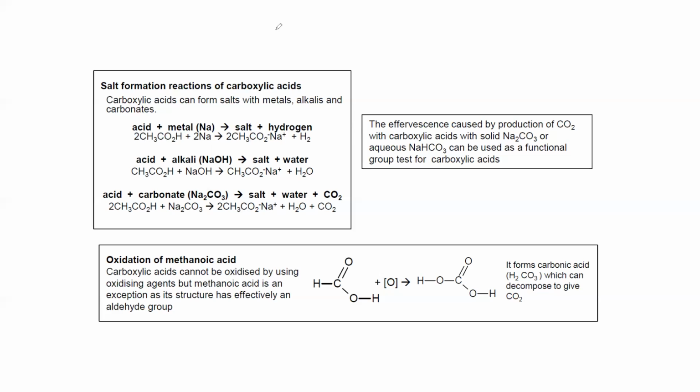As you can see, C is double bonded with O and an OH is there. So the addition of oxygen is called oxidation. It forms carbonic acid, which is H2CO3, which can decompose to give carbon dioxide. So oxygen is added to this, and H2CO3 will be there, which is carbonic acid, which decomposes to give carbon dioxide.